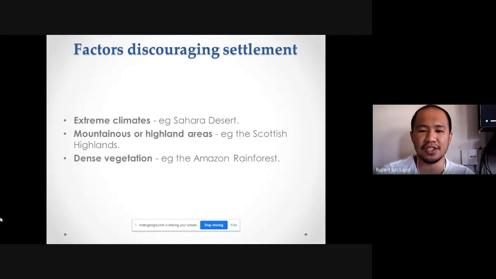Dense vegetation, example, the Amazon rainforest. So if you have quite a thick forest, expect that these are, again, protected areas, and at the same time, these are areas that could not provide a better start for industries, except for logging industries. But apart from that, this is not good for people to settle in.